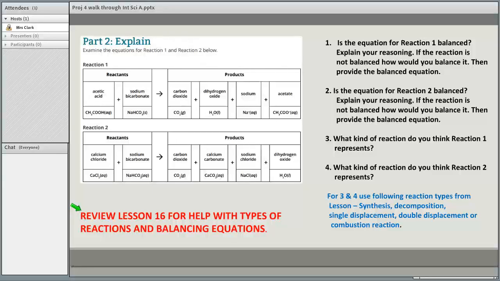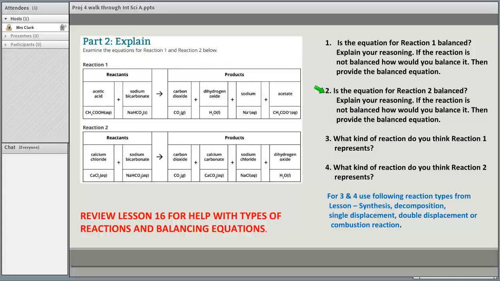Okay, so question 1 is: is the equation for reaction 1 balanced? And if so, explain your answer. So you're going to look at reaction 1, say if it's balanced or not, and why. Your second question is looking at reaction 2. Is it balanced or not? And then why you feel it is or isn't balanced. And then if it isn't balanced, you need to tell how to balance it. So one is balanced and one is not.